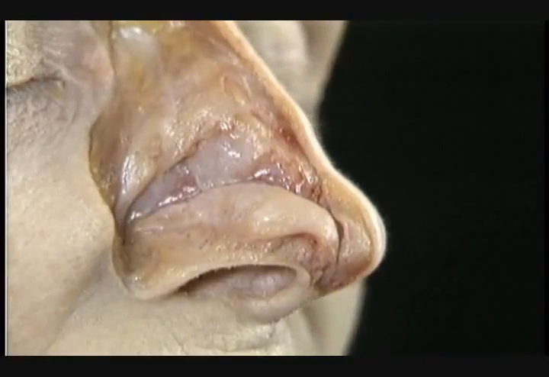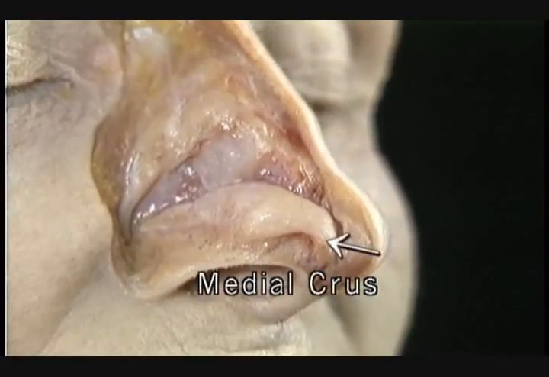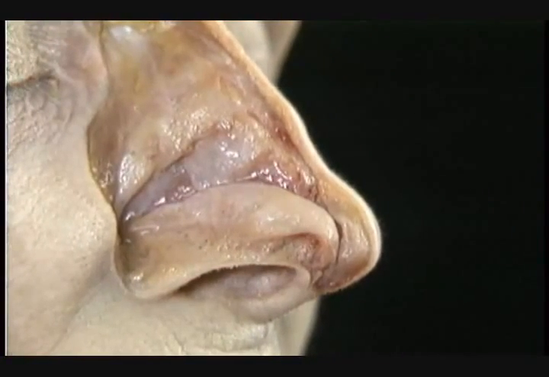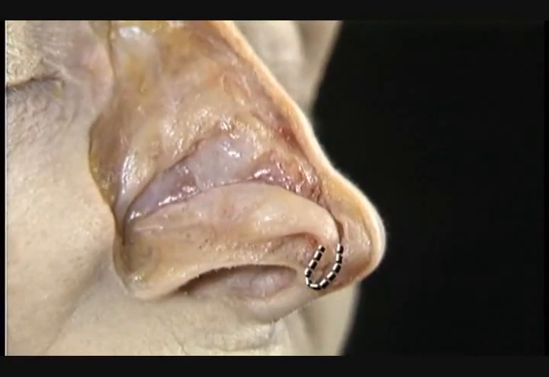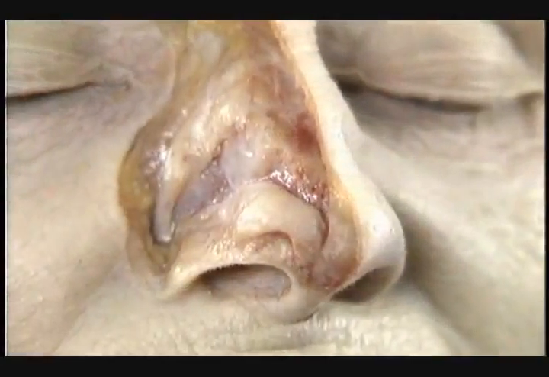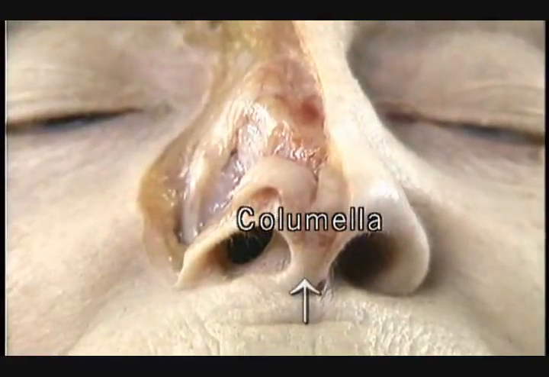The alar cartilage has two parts, the lateral crus and the medial crus. The lateral crus forms the curved outer framework of the nostril. The medial crus turns sharply backwards, ending here. Together, the two medial crura form the framework of the lowest, most anterior part of the nasal septum, which is called the columella.